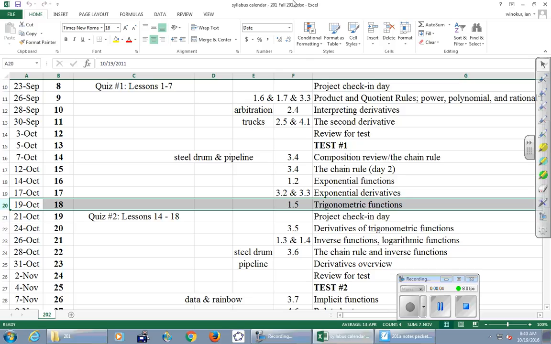Today is our 18th class of the semester. We are covering section 1.5. By virtue of being back in chapter 1, this is another pre-calculus review day. Today we're talking about trigonometric functions. No calculus today, just reviewing pre-calc.